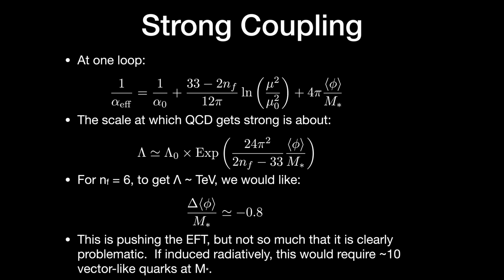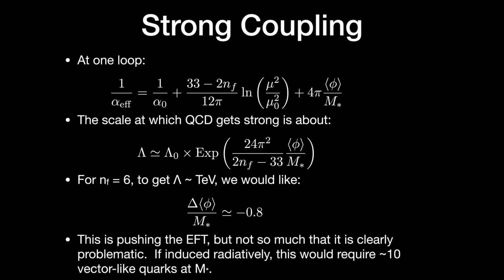Then I can invert this to find the scale at which QCD gets strong. And the scale at which QCD gets strong is something like lambda 0, right? The scale where it would have gotten strong in the absence of a phi VEV. And then there's an exponential dependence on the phi VEV multiplied by the beta function.